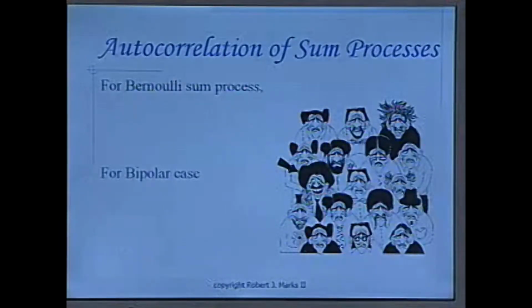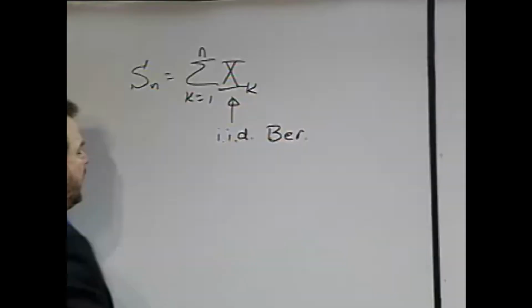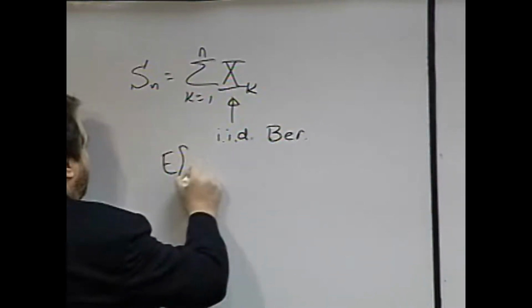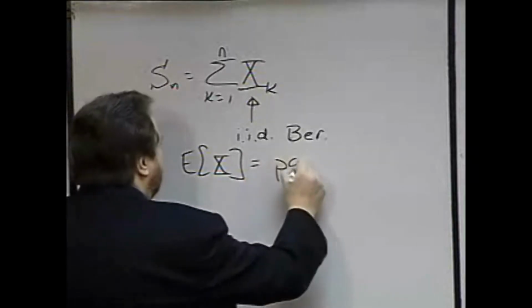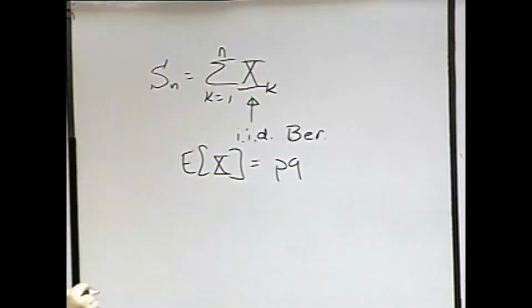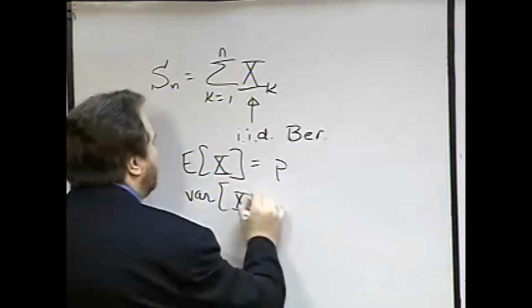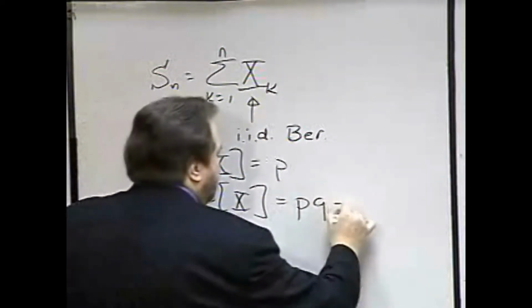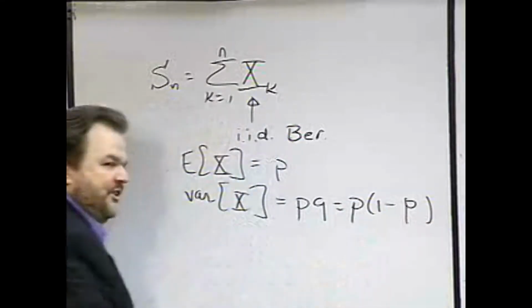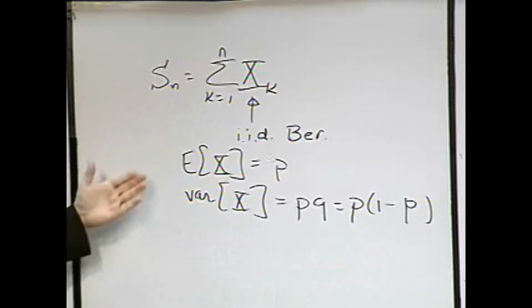Let's take a look at the Bernoulli sum process. Now, for a Bernoulli sum, what are we doing? We're taking a summation of X of K of this type, where each one of these is an IID Bernoulli random variable. Well, the expected value of a Bernoulli random variable, if you remember, is, no, I'm sorry, the expected value is P, and the variance of the random variable is equal to PQ, which of course is P times 1 minus P, the Q always standing for 1 minus P in this case. So we have both the expected value and the variance.